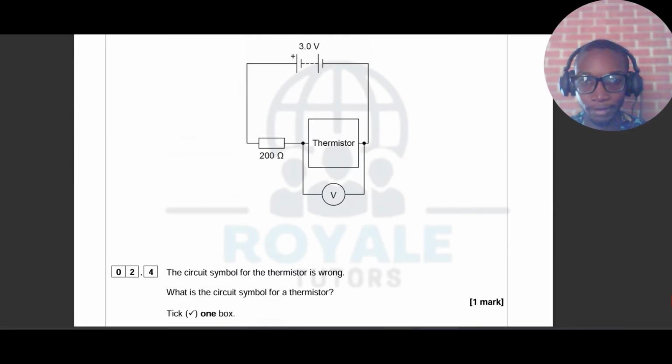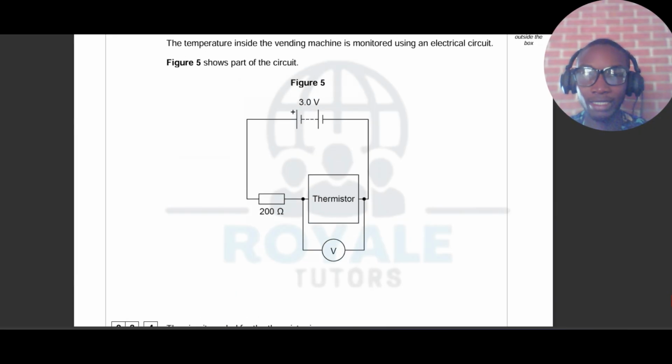Now let's quickly go back. Something that we must understand here is, when we talk about the circuit, how does it work? This battery here, that's the two cells here, they are supposed to power this device and this device, right? So it means that some energy from this battery would go to the thermistor here, and we would have the remaining part going to the resistor. So what does that mean?